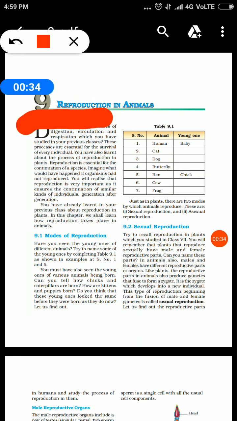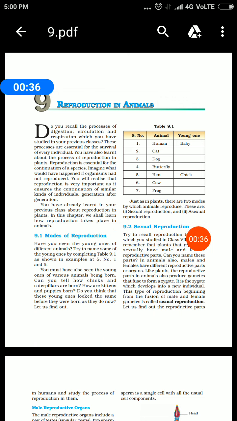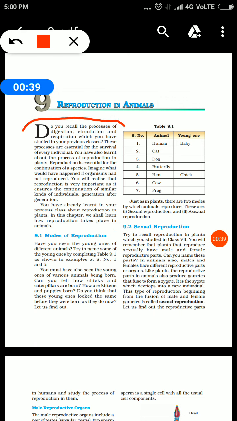So it is saying that do you recall the process of digestion and circulation and respiration which you have studied in your previous classes? So in our previous classes we have learned digestion, circulation, respiration and many of our systems. What is the difference between reproduction and these processes? The main difference is that the processes like digestion, excretion and circulation are needed for survival. Means if we will not perform these processes, then we would die.